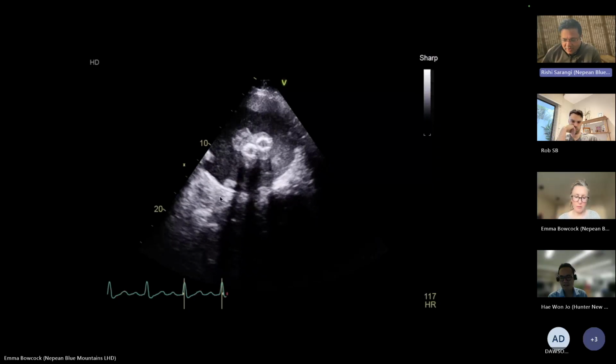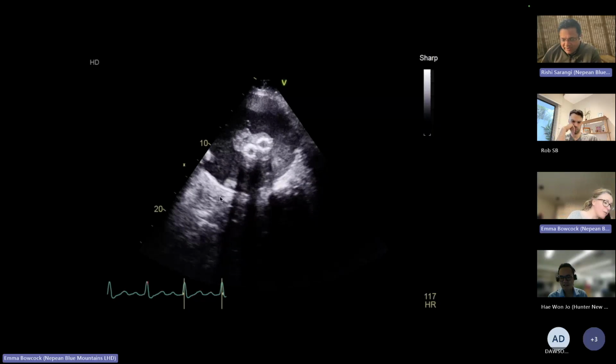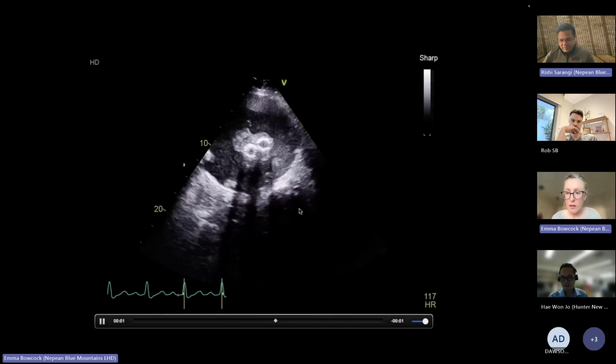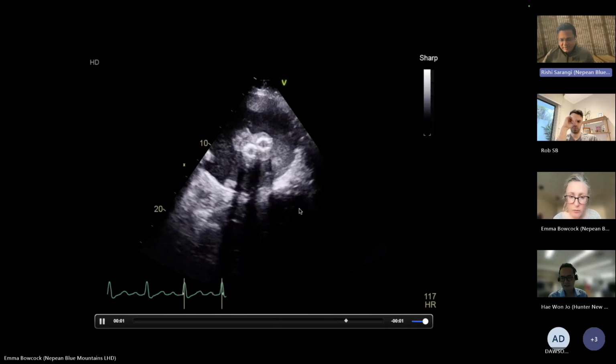This probably looks like some artificial graft, a vascular graft. Sorry, Rishi. So my guess is we're looking at a vascular aortic graft, and this is surrounded by massive fluids.